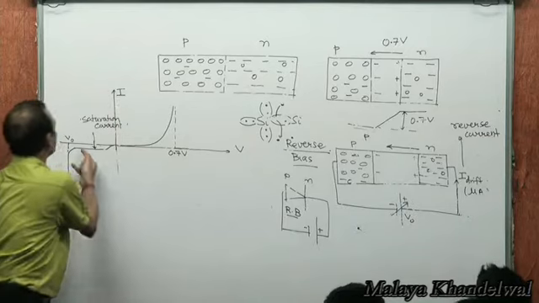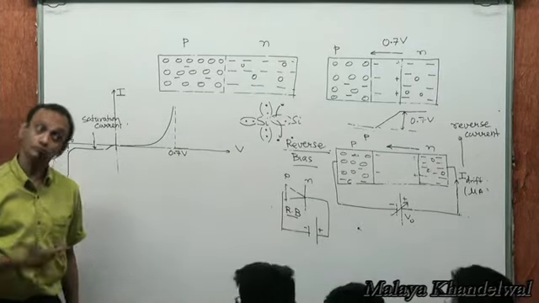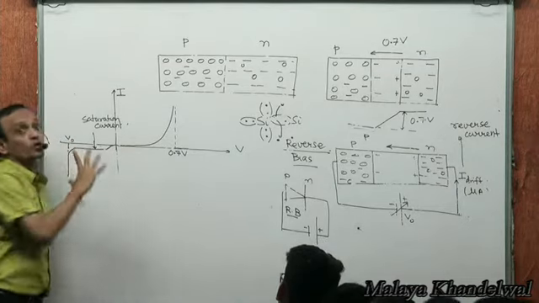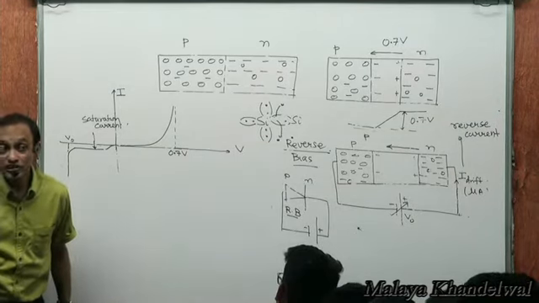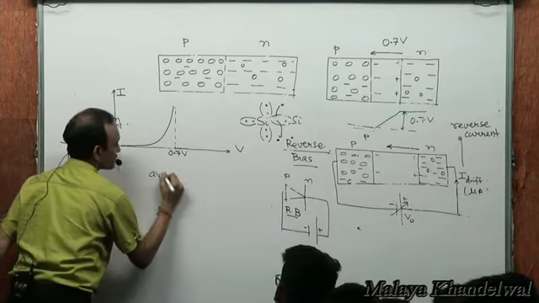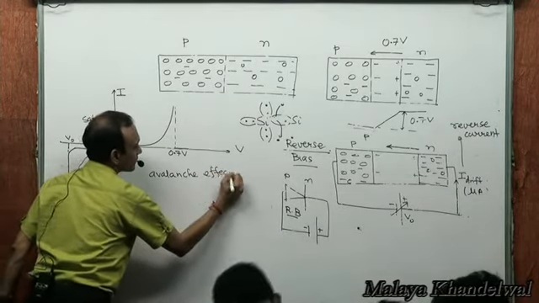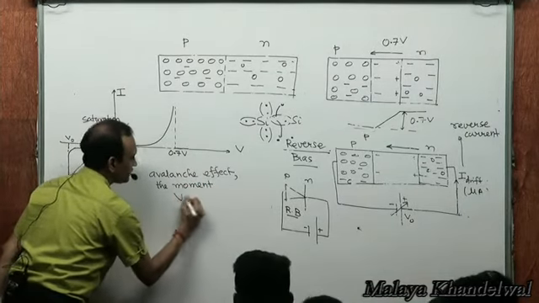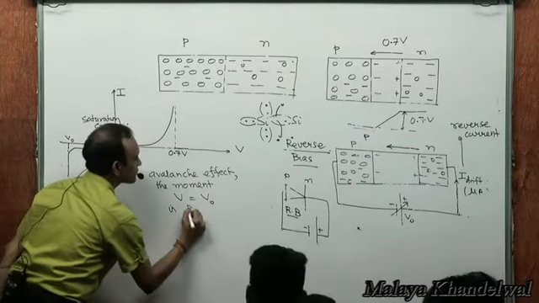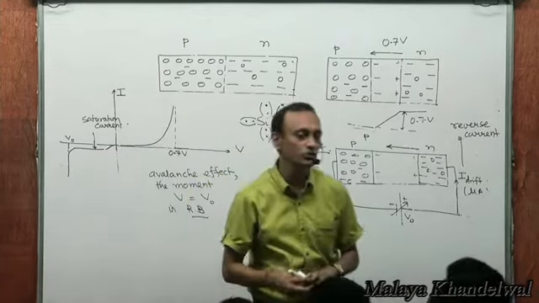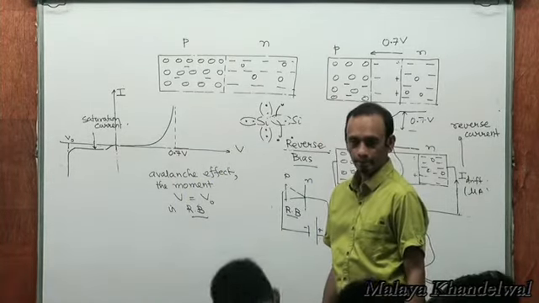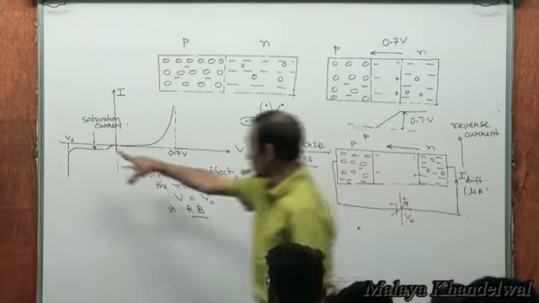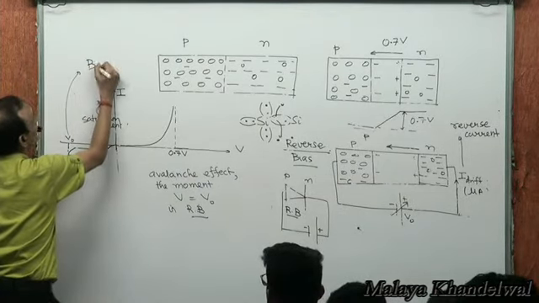And suddenly I find the current becoming very large at this voltage. Which means at this voltage there is an avalanche that takes place. This effect is called the avalanche effect. The moment V equals V0 in reverse bias, and this voltage at which the avalanche takes place is called the breakdown voltage.